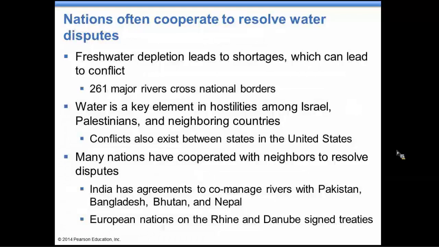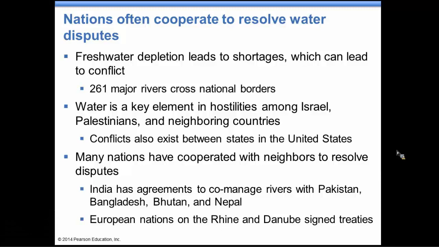So nations often cooperate to resolve water disputes. One important thing about our water bodies, our lakes and our rivers, is that they don't really care too much for human boundaries. So a lot of times we will have different water bodies and rivers that go through different nations. And for the nations to get what they want from the water, they have to cooperate. They have to talk to each other. There has to be dialogue entered into.